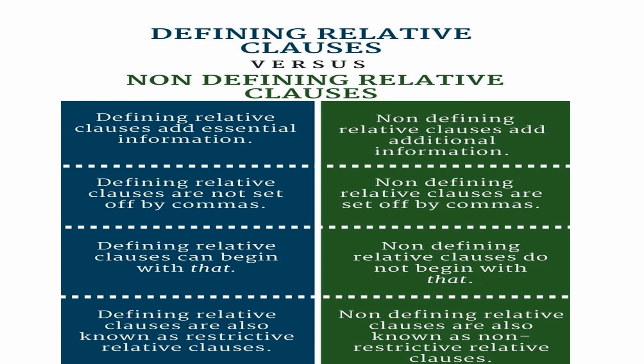Defining relative clauses can begin with that. Like I said, we can omit and begin it with that. But non-defining relative clauses, we do not begin with that. Defining relative clauses are also known as restrictive relative clauses. This is new information. And non-defining relative clauses are also known as non-restrictive relative clauses. So these are the four differences that we should mark.